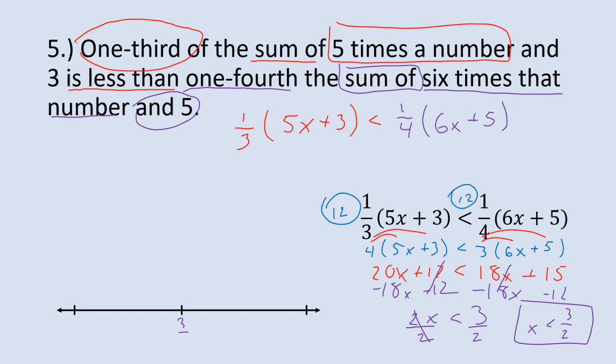So 3 over 2, that's 1.5. So an integer to the right of that is going to be 2. Integer to the left of that is going to be 1. All right, and it's a less than sign, which means we want an empty circle, and we want to shade it to the left.